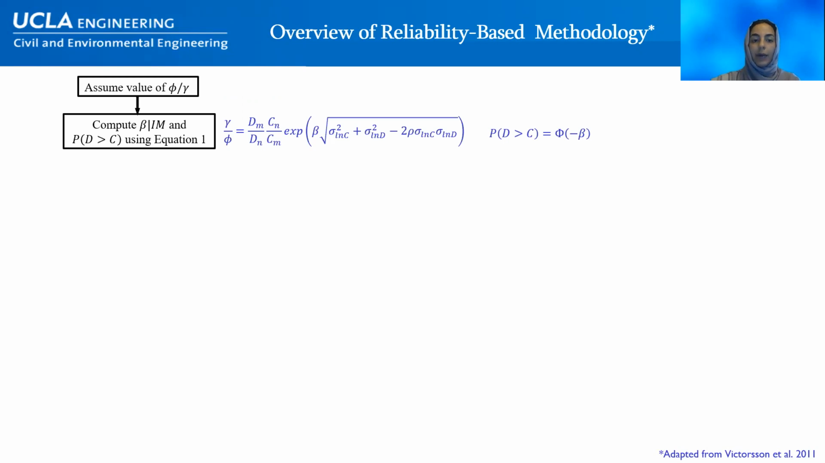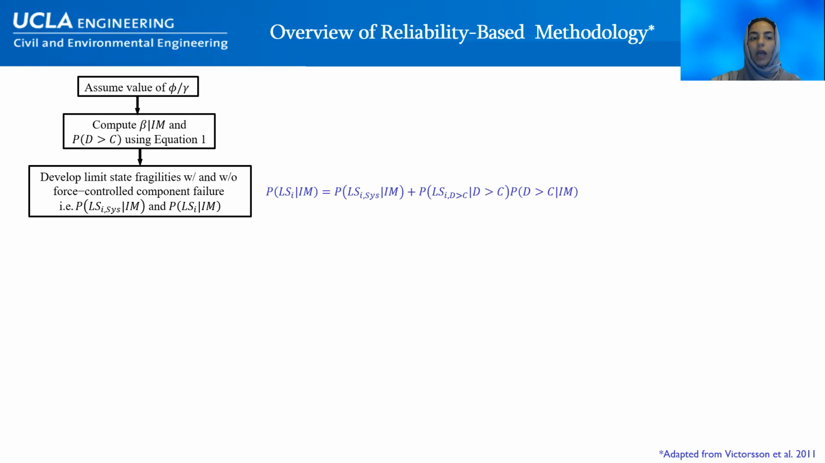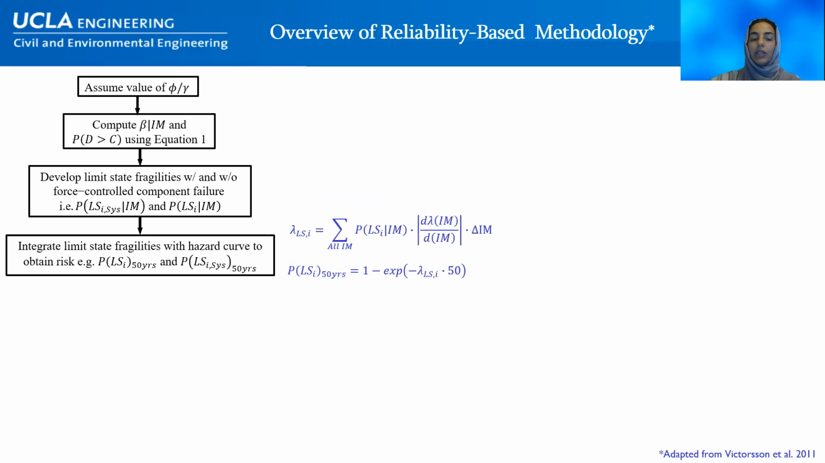demand exceeding the capacity. The next step is to compute the probability of exceeding the system-level limit state with and without considering force control component failure. By integrating these two fragilities with an appropriate hazard curve, the limit state exceedance risk, such as the probability of collapse in 50 years with and without consideration given to force control component failure, is obtained.